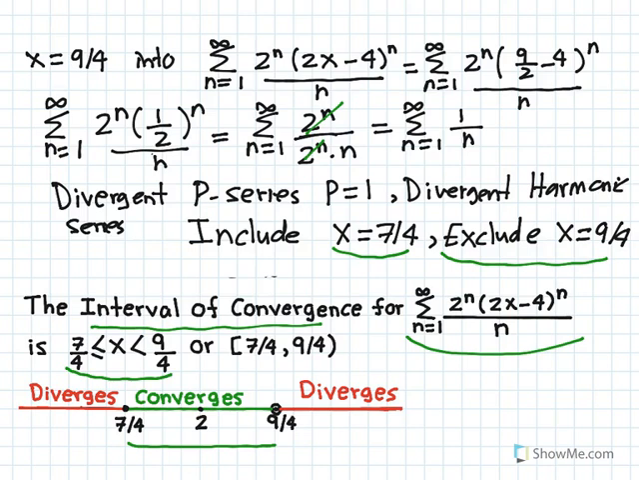But when x is larger than 9 over 4, say you plug in x equals 5 into this power series, then the sum of the power series would go to infinity. The power series would diverge. Similarly, if you were to plug in x less than 7 over 4, less than the left endpoint, for example x equals 1, then the power series would diverge. It would have an infinite sum. All right, so that's the general idea of the interval of convergence. All right, thanks.